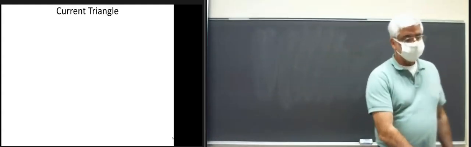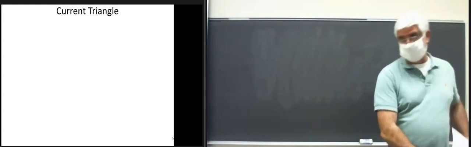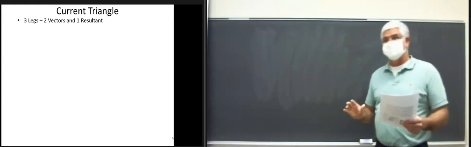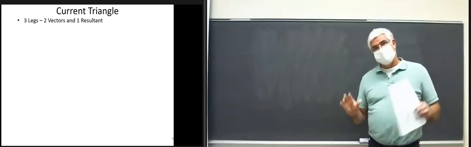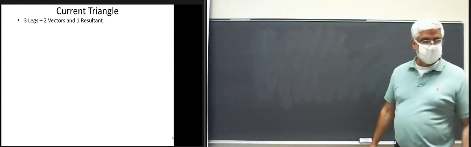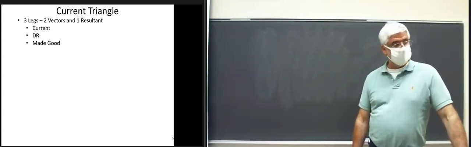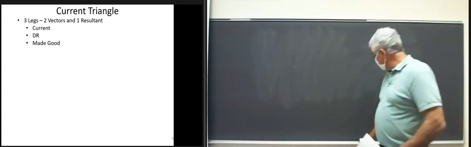Set and drift. So you got this current triangle. It's made of 3 legs. It turns out that 2 of those legs are vectors and 1 of them is a resultant. So you got current, DR, and made good.